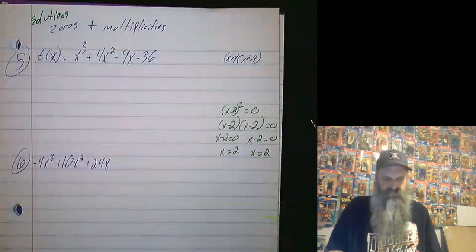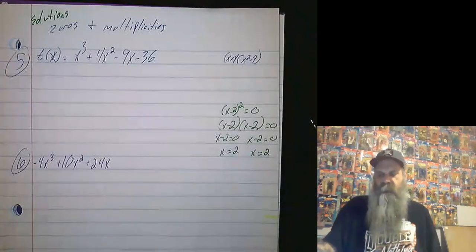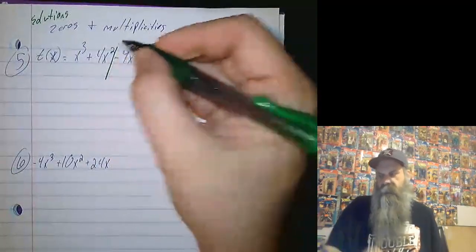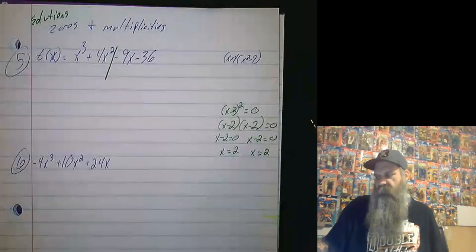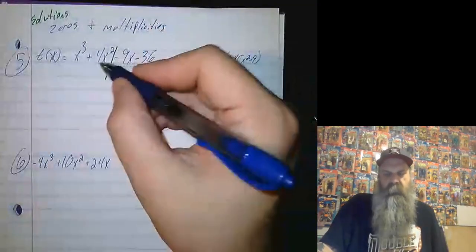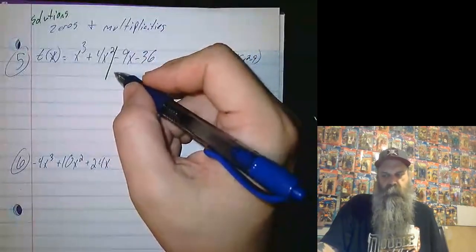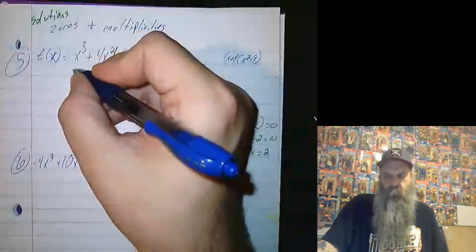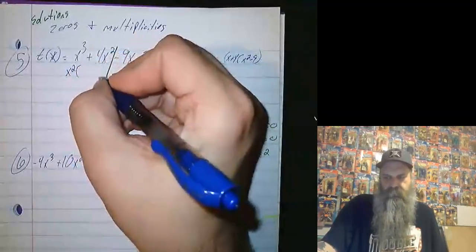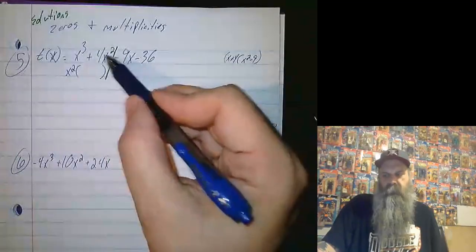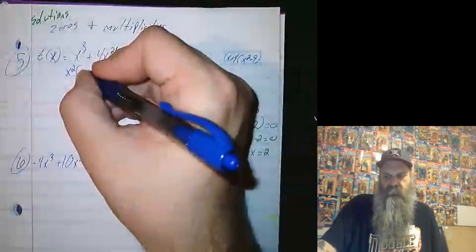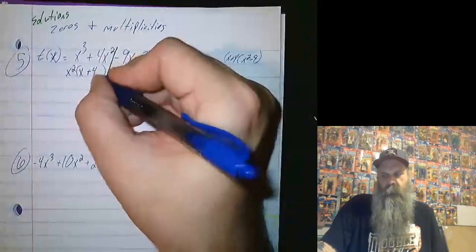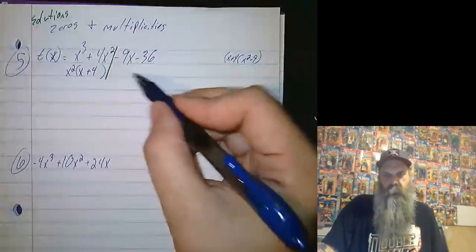So let's take a look at these. These we don't really need the graph for. We can solve these. So on number 5, we have 4 terms, and we'll be able to factor using the grouping method. On the left, I can factor out an x squared. So x cubed divided by x squared is x. 4x squared divided by x squared is 4. So hopefully we get x plus 4 over here.